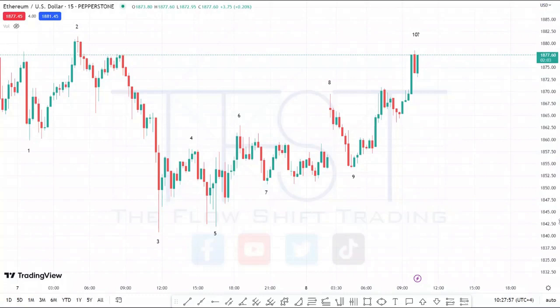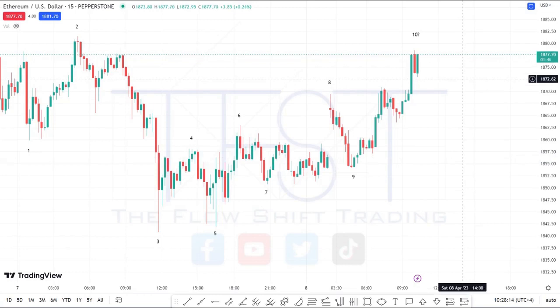Alright, live chart analysis tayo kay Ethereum, US dollar. So hindi tayo USDT. So we're trading against US dollar. 15-minute time frame dito sa ating broker na Pepperstone. Alright? So here, meron tayo ditong piece of information.